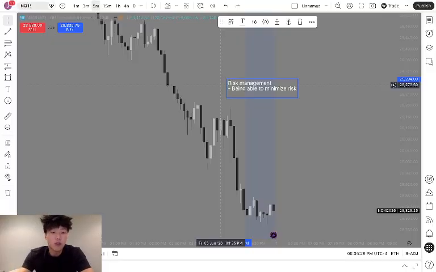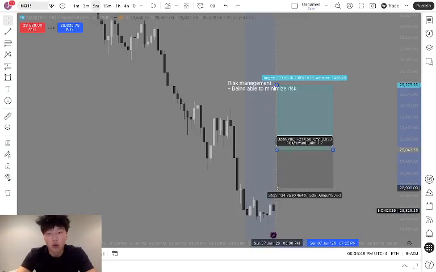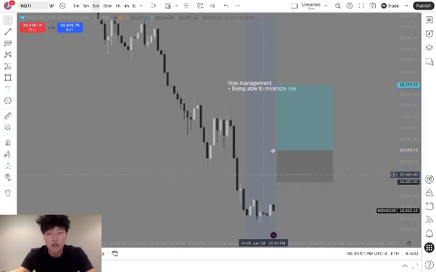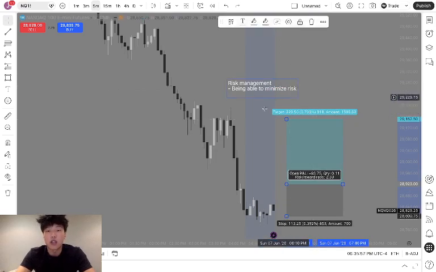So the different types of risk management, right? For example, we have a one-to-one risk RR. So when somebody says one-to-one RR, they're talking about if they lose 100, they win 100, right? It's a one-to-one. Now, if we talk about 2-to-1 or 1-to-2, meaning that if they lose 100, they win 200. Now let's think about that for a second.